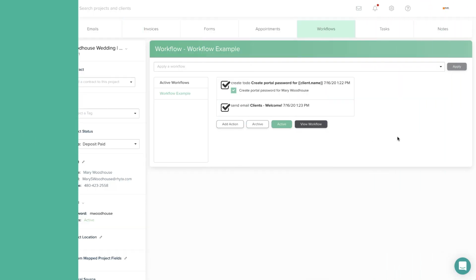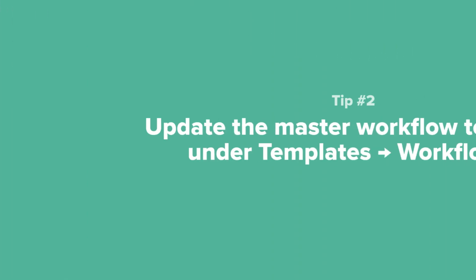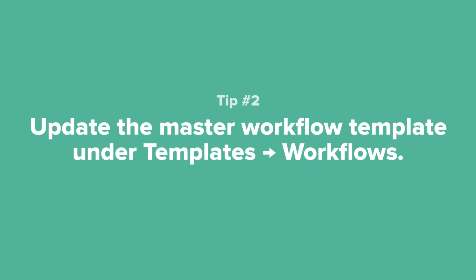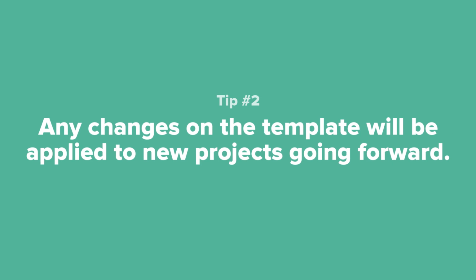Tip number one. A to-do action will have both the large black check mark and the smaller green check mark when it's completed. Tip number two. If you want to update the master workflow template, head back to the template section and make changes directly on the template. Any changes on the template will be applied to new projects going forward, but won't automatically update workflows in projects that already had this template applied.